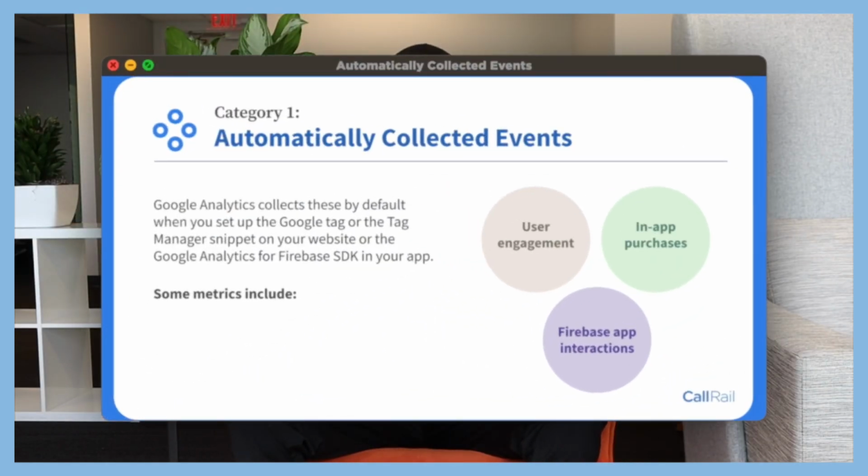Now let's start with the most obvious event category, automatically collected events. And as the name suggests, these events are automatically tracked by Google Analytics 4 without any additional setup required. Some of these events include page views, scrolls, outbound clicks, and more.